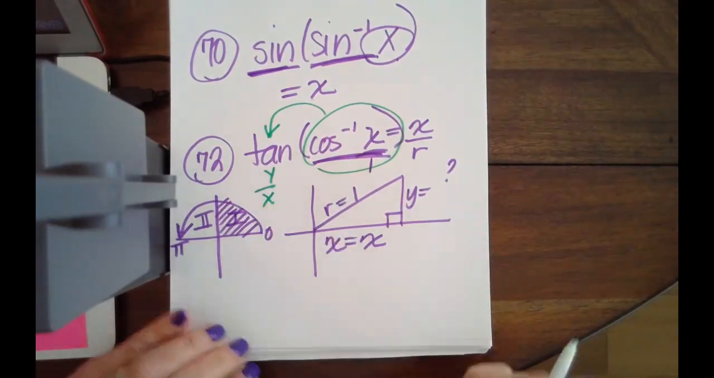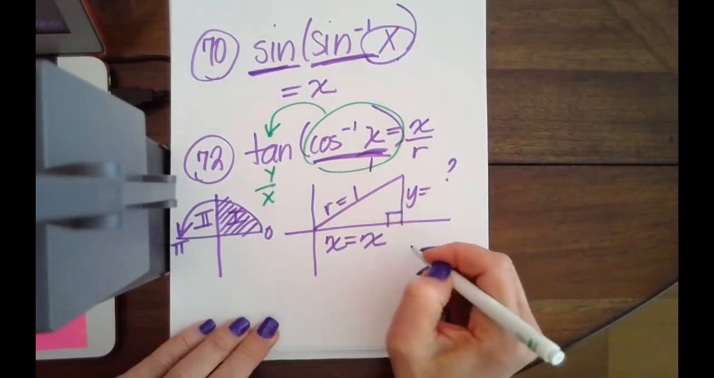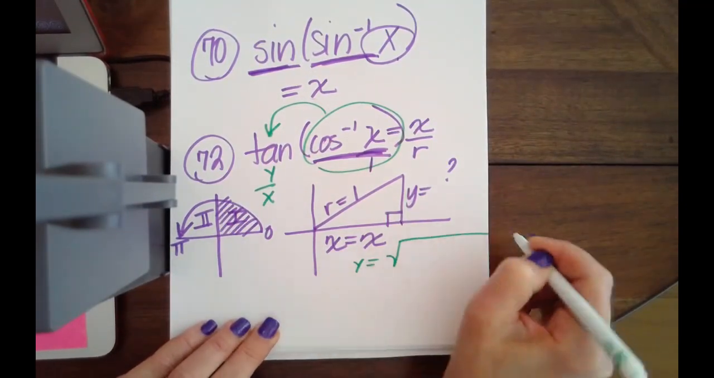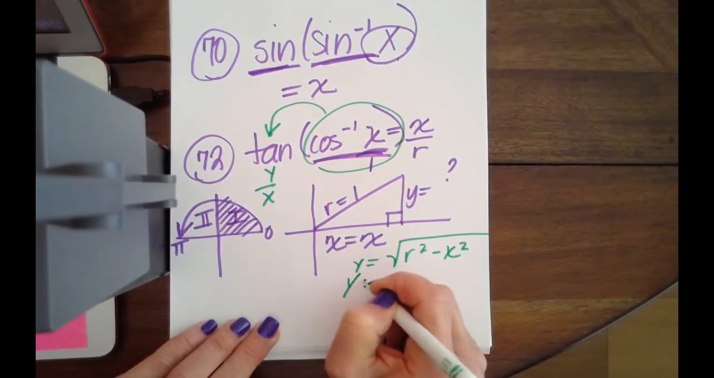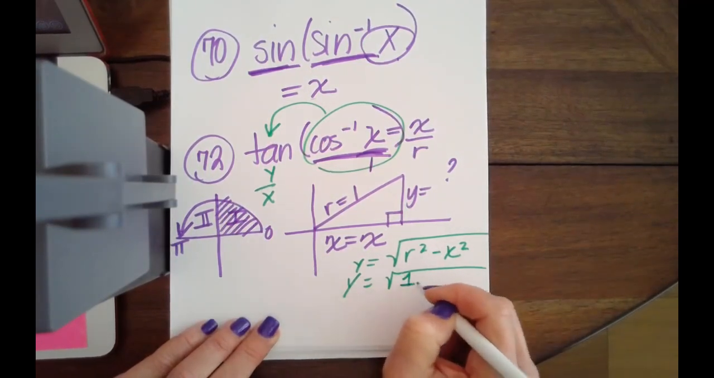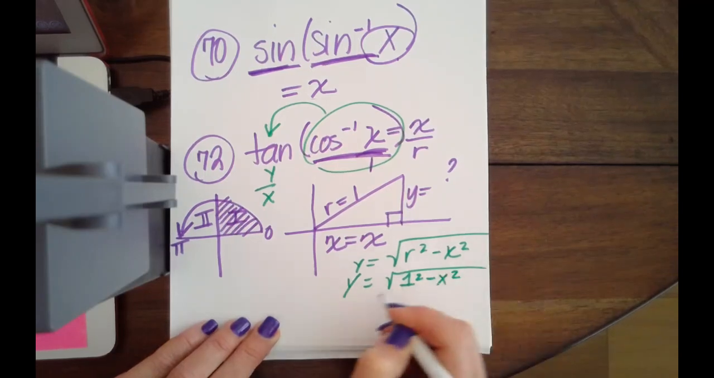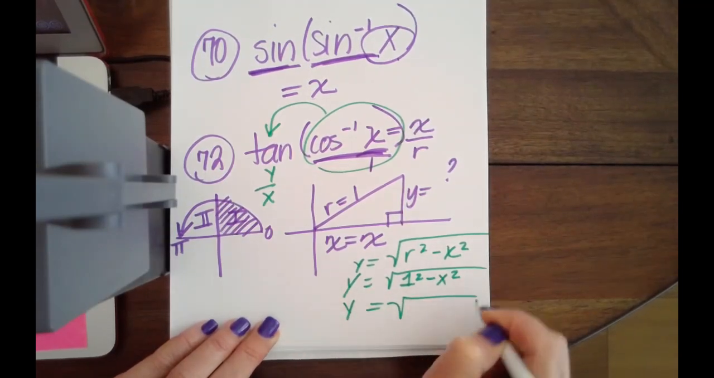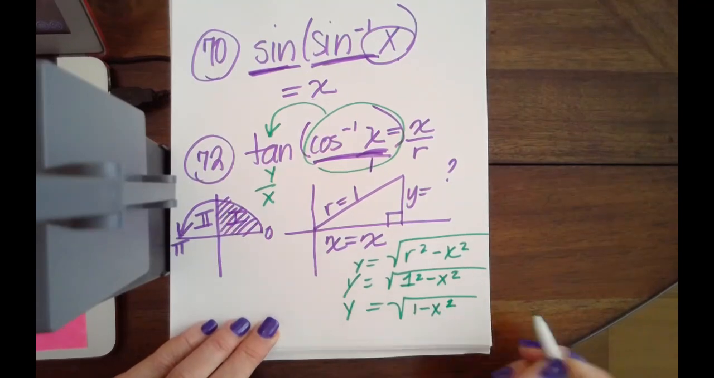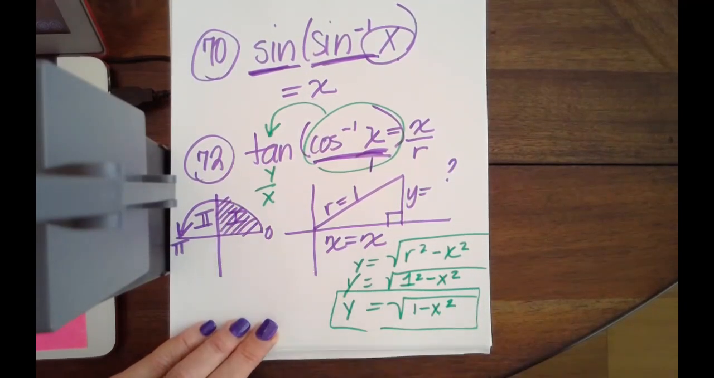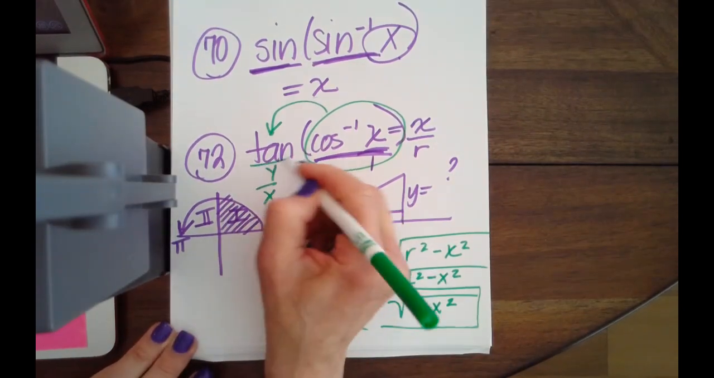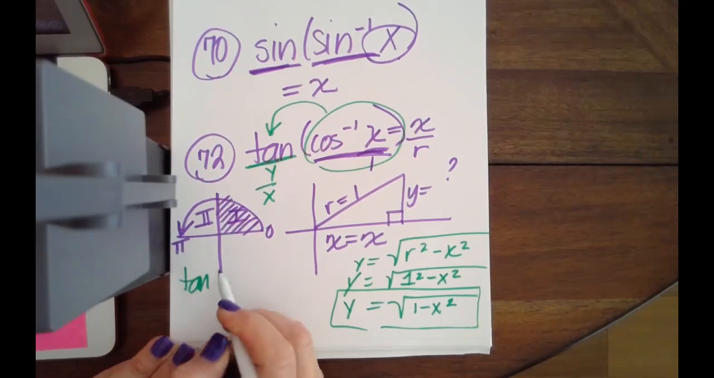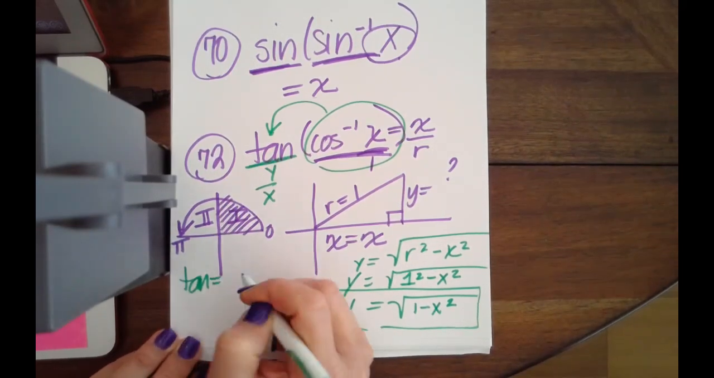So we're just going to say, okay, I'm going to find y and say y is equal to the square root of r squared minus x squared. Y is equal to the square root of 1 squared minus x squared. Y is equal to the square root of 1 minus x squared. So we kind of have the same situation that we did in the other problem. But now we have to find sine, right? I mean tangent. So tangent is going to be equal to y divided by x.